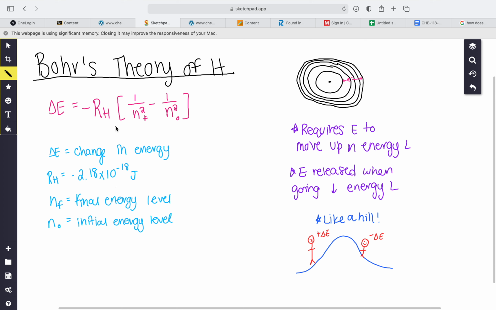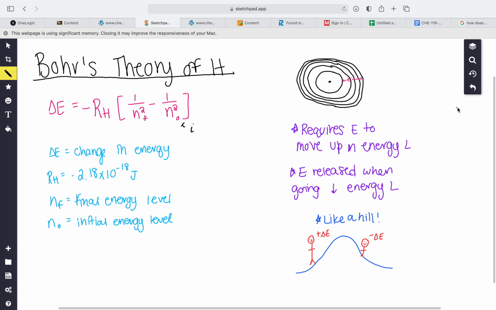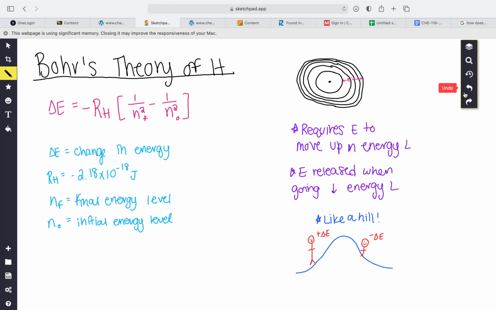And it is multiplied by 1 over n final squared, minus 1 over n initial squared. I use n-naught for initial, while sometimes it's just an i. I want to say that's what he did in his, yeah, he put an i there. So you can do it either way. I always use naught. I have a lot of physics background, so for me, naught makes the most sense, but it means the same thing as i. This basically means initial, and that also means initial as well.